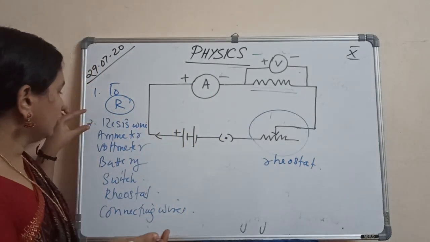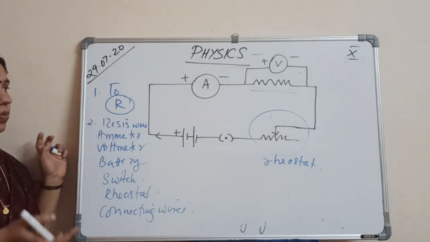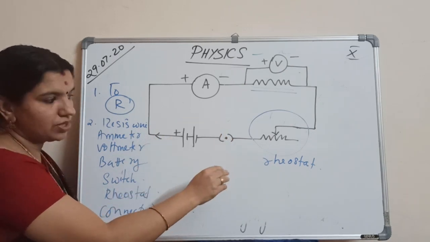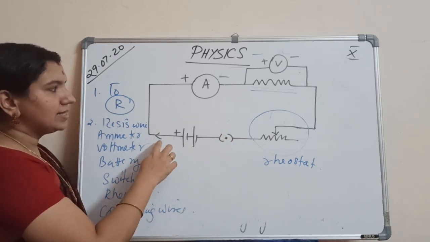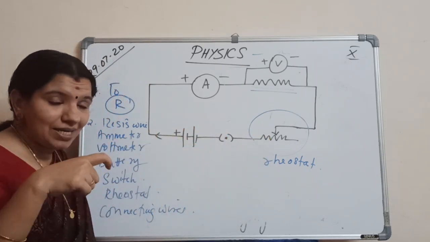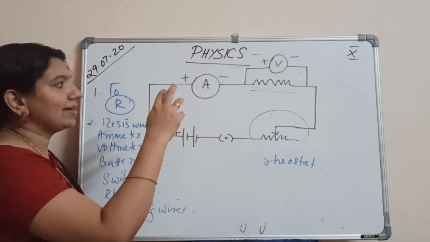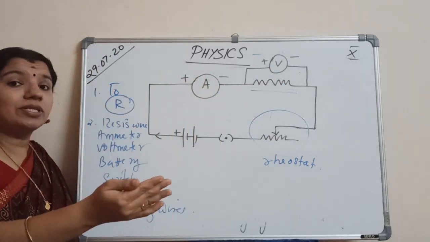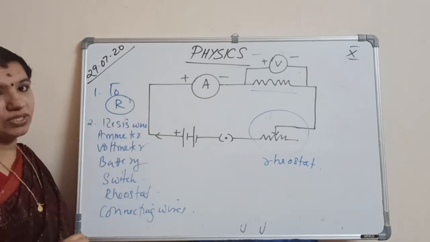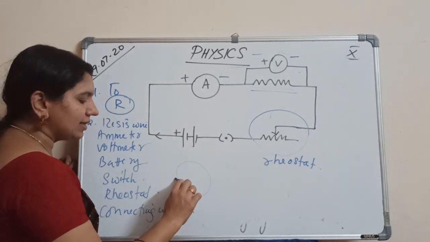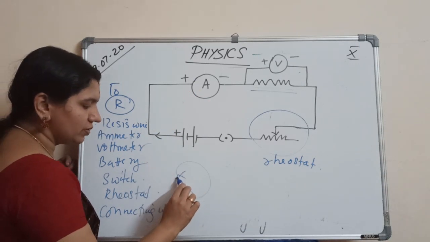Now these are the things required. What we are doing is, first we will switch on. We will connect the switch. Then the current starts to flow. Now by adjusting the rheostat, you can see that there will be a deflection in the voltmeter, and when the voltmeter deflects, the ammeter also deflects. So there is a needle in the ammeter like this. This will start to move.